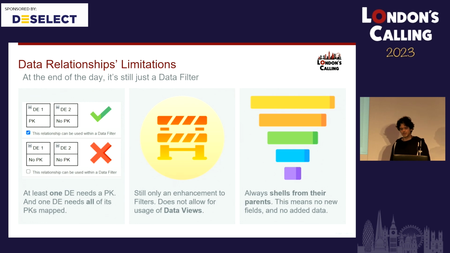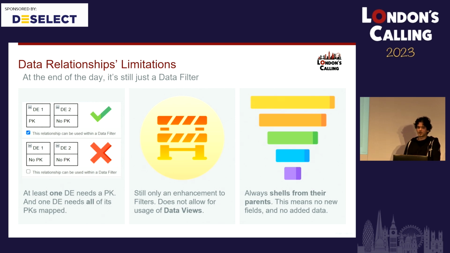Also, data relationships are still just an enhancement to data filters. So at the end of the day, say you need to use latest send date. You can't really do that because that's a data view field, and you can't filter on the data view. And what if you need to do formulas or calculations, like a 7-day average transaction count for a customer? You can't really do that. That's not a field in a data extension, so you can't filter on that.